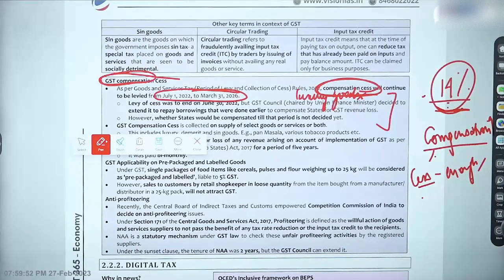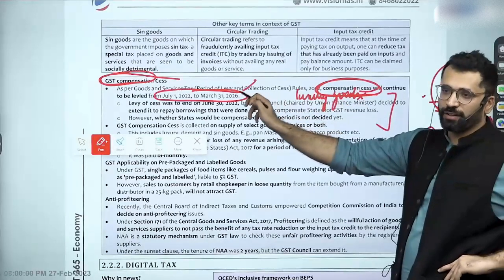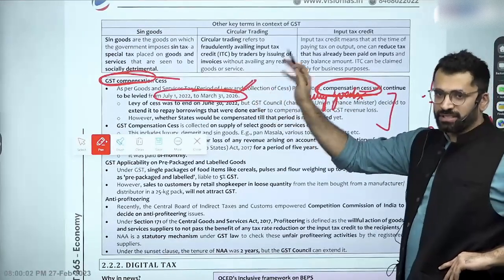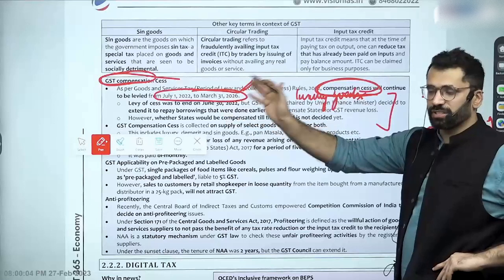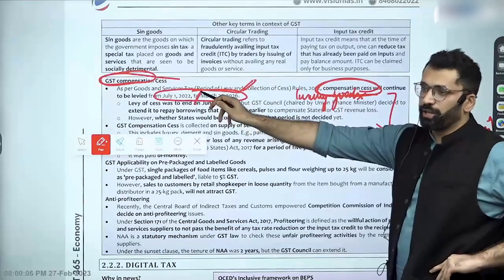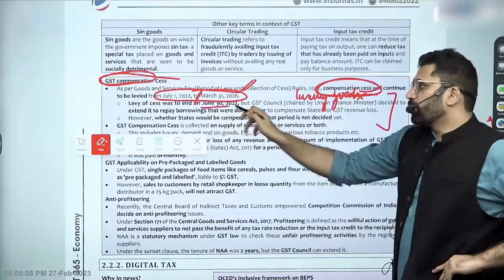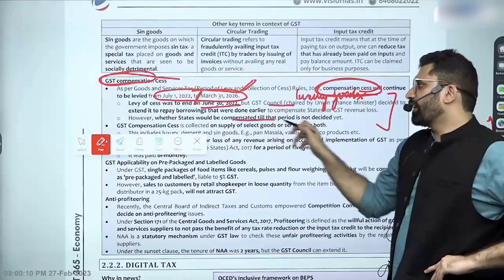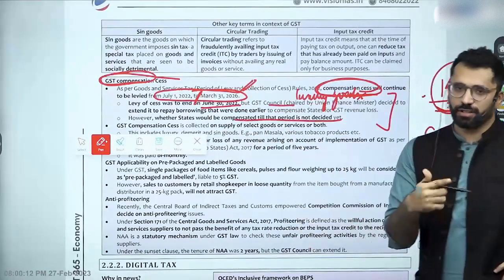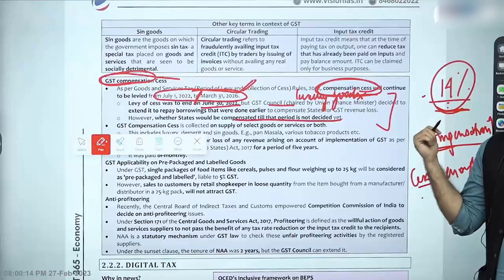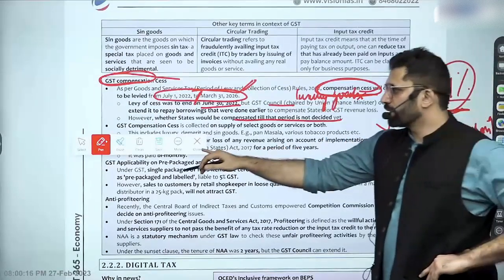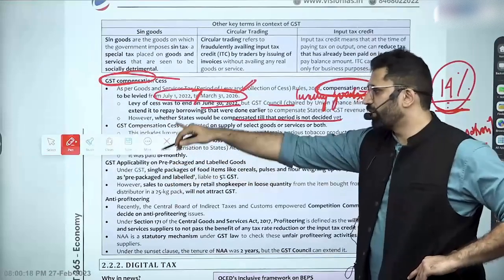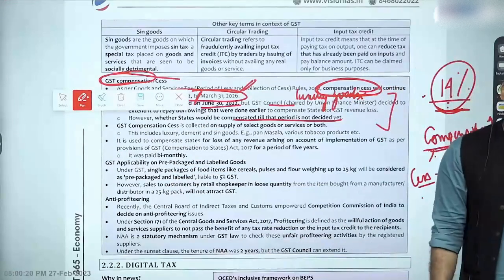The states refused. Now the center itself had borrowed the money to pay the compensation. Now to pay for that borrowed money, they have extended the compensation. This is the idea of extension of compensation. It had to end in 2022. It got extended because the GST Council had to pay for further compensation because of the pandemic. This is the idea of GST compensation cess.